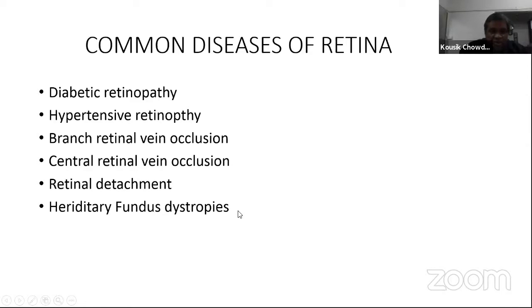Hereditary fundus dystrophies: sometimes the patients are not seeing in dim light. It is a common retinal disease. Fundus dystrophies are not very common, but they are seen in our community. We call it retinitis pigmentosa. This is also a hereditary fundus dystrophy, and other fundus dystrophies are also prevalent in our retinal diseases.